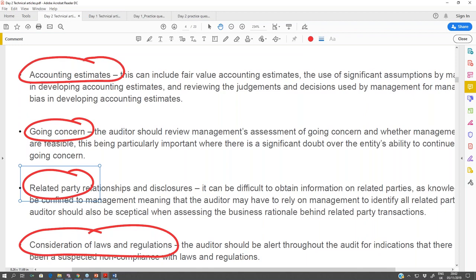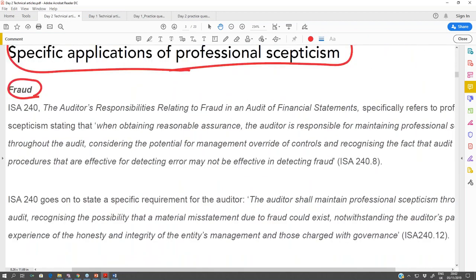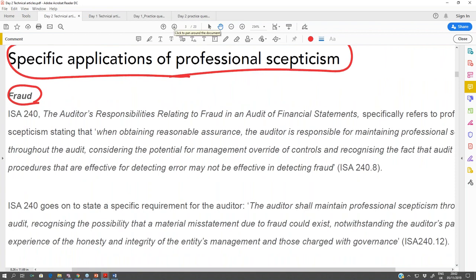And you need to be skeptical for fraud. So how many of you have not even read this article? And you are just getting to know that there is an article on professional skepticism, and that it does get examined in the past paper, and can even be examined in the December 19 exam setting, or might even be examined in the March 2020 exam setting.